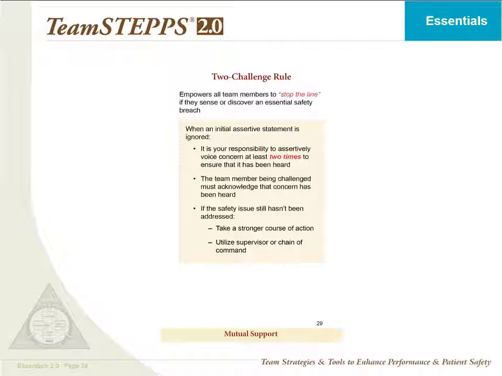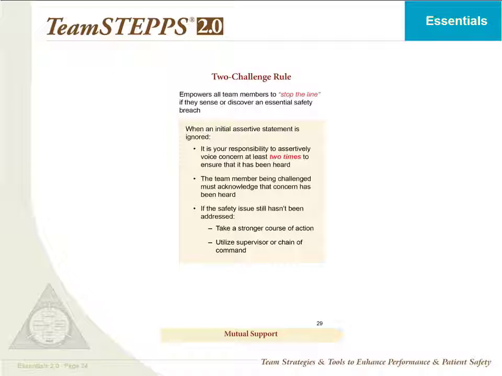These two attempts of the two-challenge rule may come from the same person or two different team members. The first challenge should be in the form of a question. The second challenge should provide some support for your concern. Remember this about advocating for the patient. The two-challenge rule ensures that an expressed concern has been heard, understood, and acknowledged.